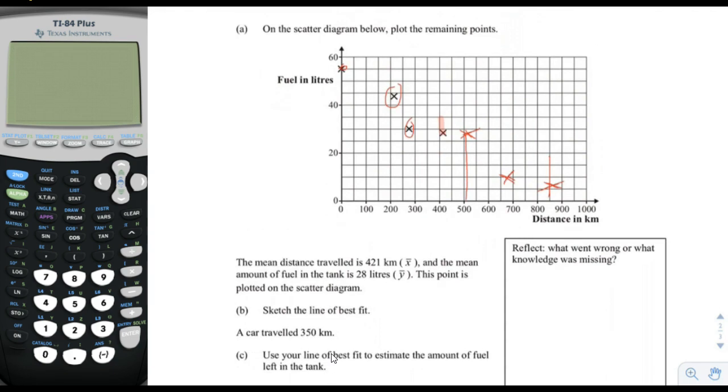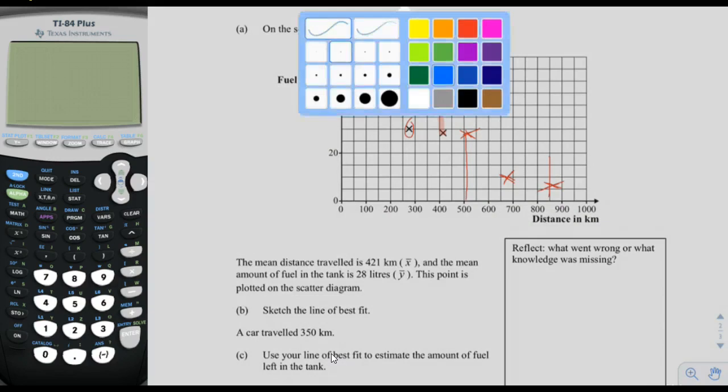So we plotted the remaining points with red X's, and then it says the mean distance traveled is 421 kilometers, that's X bar, and the mean amount of fuel in the tank is 28 liters, Y bar. This point is plotted on the scatter diagram. Oh, so that's the point that we didn't know what it was. Okay, so we're going to say that's going to be like this point here.